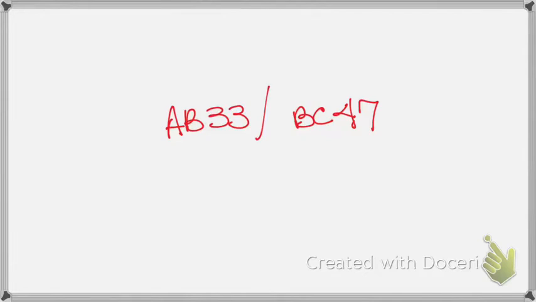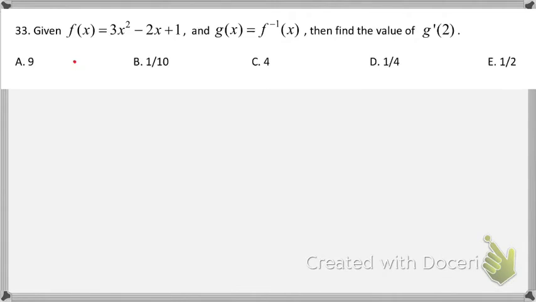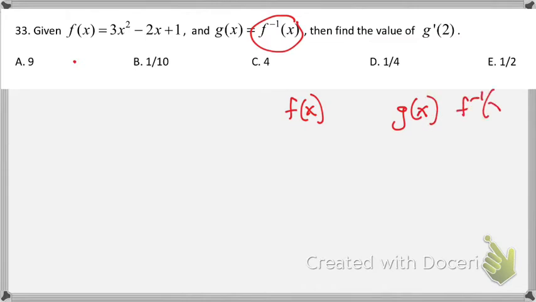Okay, AB33, BC47. Okay, this is the one I call the flip. So we have the original function and we have the inverse, which they're calling g of x. Okay, so this is the inverse over here. Okay, they're asking for the slope or the derivative at this point.